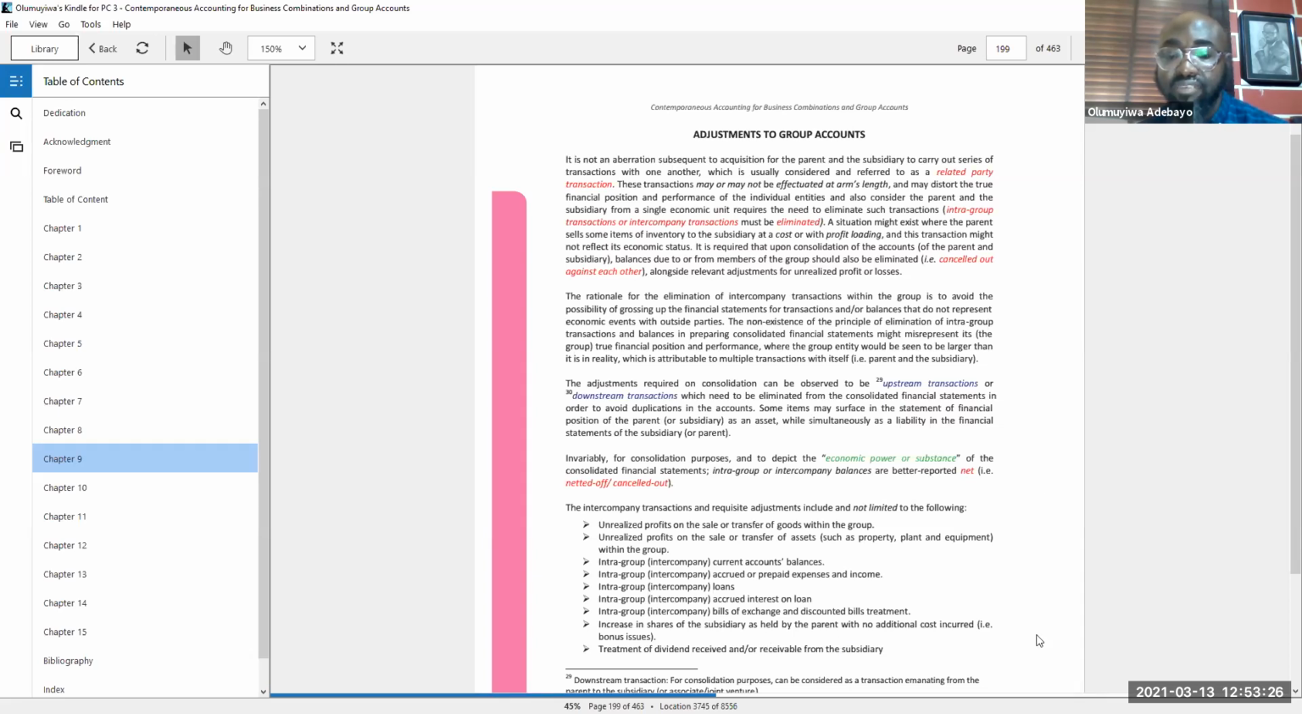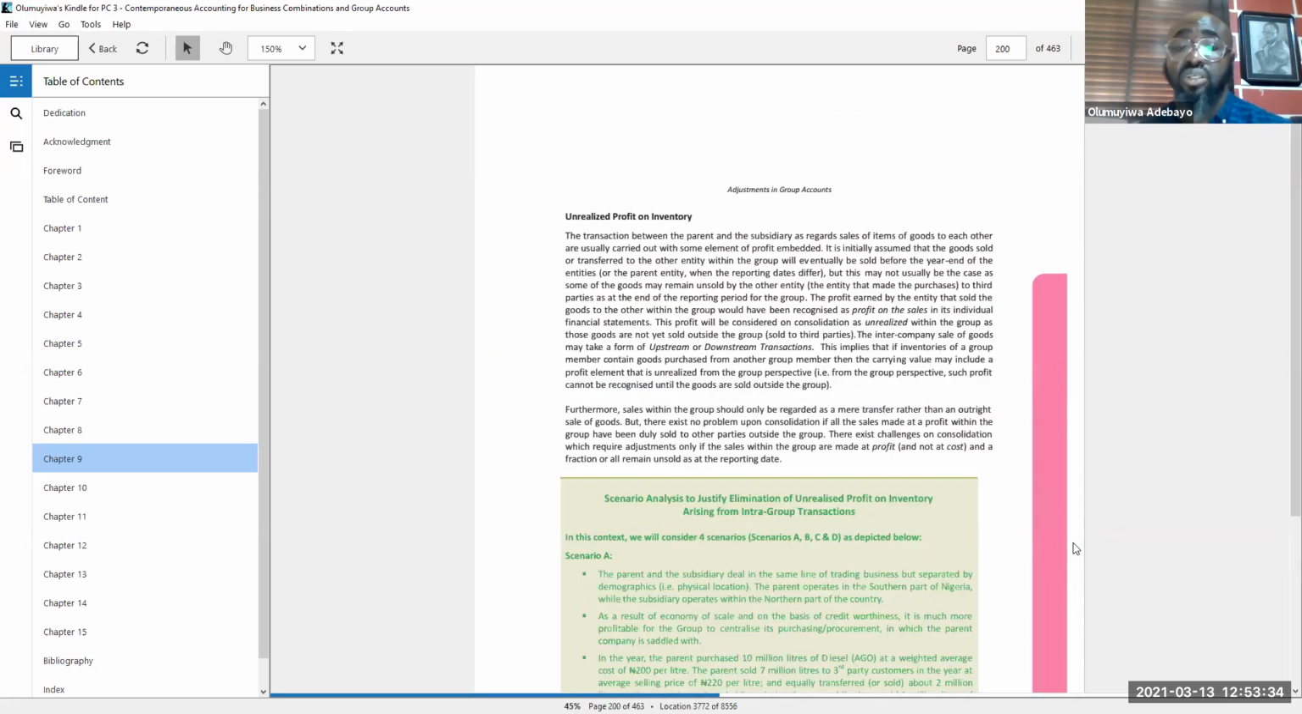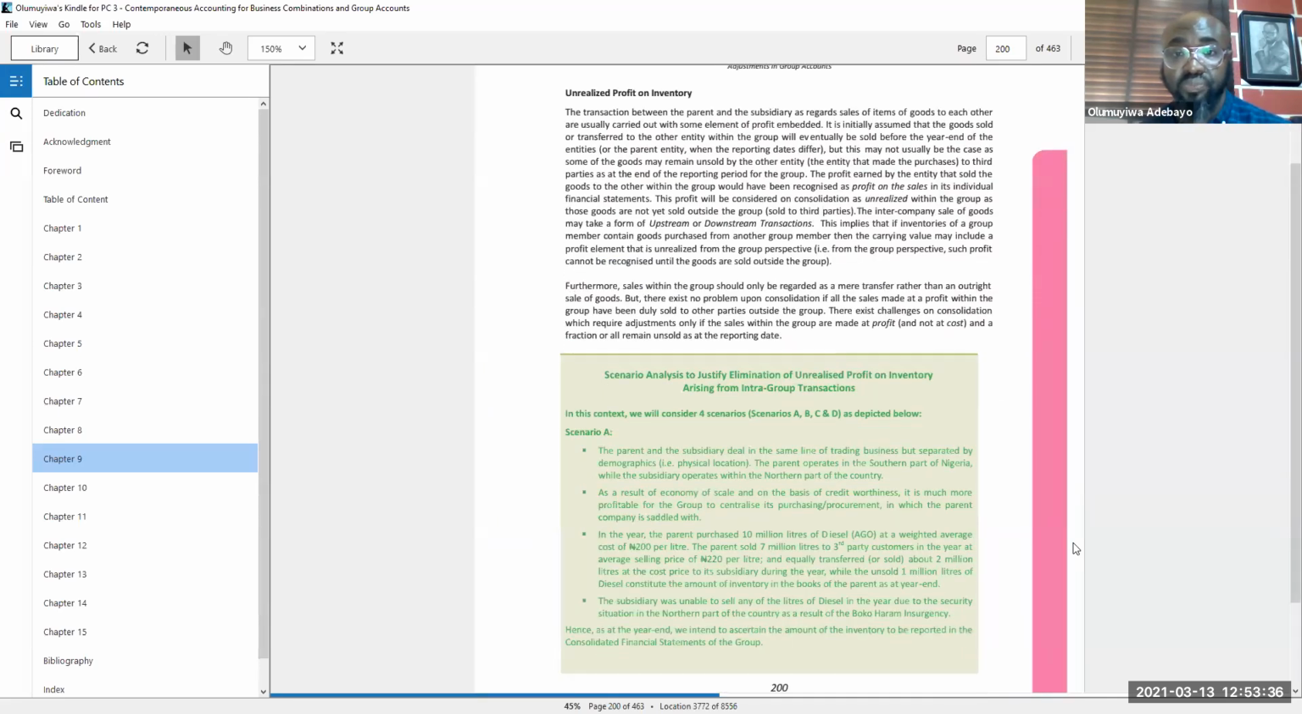We'll start our first adjustment with the adjustment regarding sale of goods, which brings about unrealized profit on inventory. Now, you could read up some other things in the material, but I'll summarize everything as time goes on. Now, the issue is this. Let me share my notes.